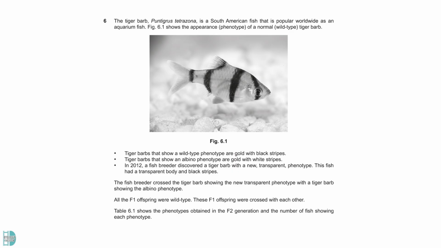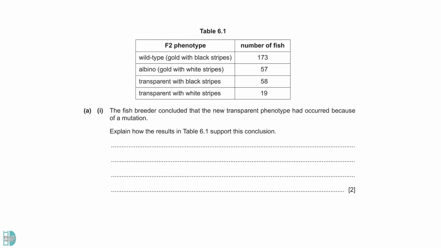Question 6 shows the genetic basis of the body color and stripes of the tiger barb. Table 6.1 shows the result of a genetic cross. A fish with a transparent phenotype was crossed with a tiger barb showing the albino phenotype to produce the F1 generation. These F1 offspring were crossed with each other, and the result is what we get in the table.